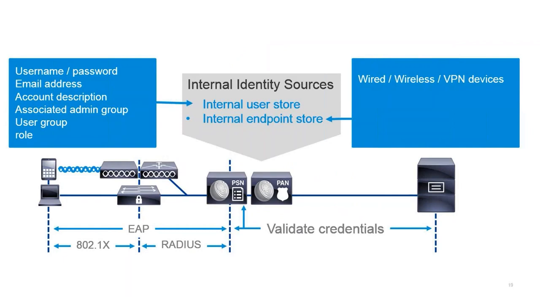Obviously, we have the internal and we have the external as well. So let us discuss first the internal identity source and what capabilities we have with it. Here you can see the diagram, and this diagram is again very important because you can see the protocols and the way the endpoints authenticate with the NAD devices. Then we have the PSN and PAN.